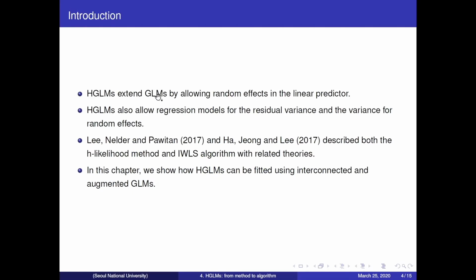To begin with, HGLMs extend GLMs by allowing random effects in the linear predictors. Also, XGLMs allow regression models for the residual variance and the variance of random effects. In line with this, Lee, Nelder and Pawitan in 2017 and Ha, Jeong and Lee 2017 described both the extended likelihood method and the IWLS algorithm with related theories. In these chapters, we show how XGLMs can be fit using interconnected and augmented GLMs.